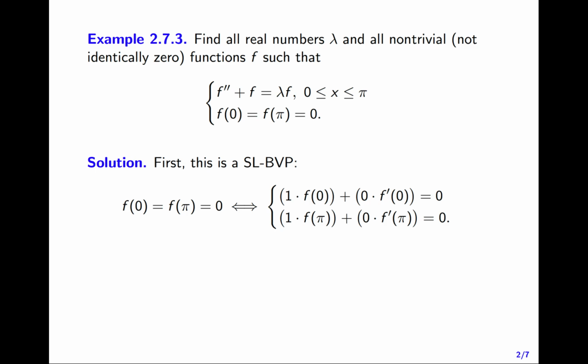So now in each set of the boundary conditions, the ones at 0 and the ones at pi, you have at least one coefficient non-zero, namely the coefficient on f of 0 and f of pi. So this does meet with the definition that we had before.